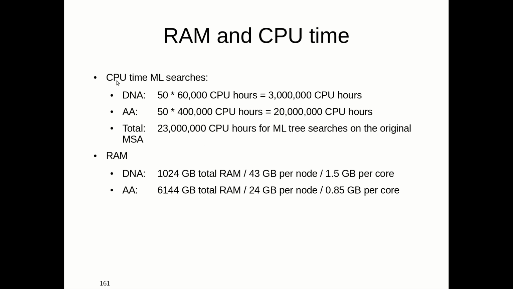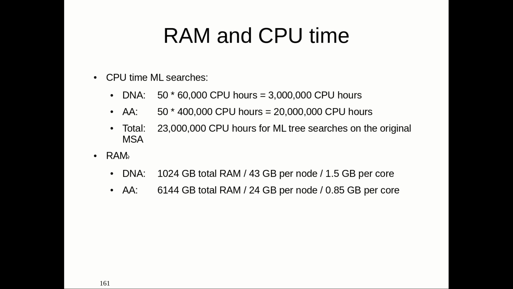And here's an example. We predicted that we would do 50 maximum likelihood searches on the DNA data, for which the runtime on the simulated data set was 60,000 hours. So in total, this makes 3 million CPU hours. For the protein alignment, just because protein data has 20 states and not 4, the time for conducting a single maximum likelihood search was 400,000 CPU hours. Multiplied by 50, so this was just an estimate, this makes 20 million CPU hours. So in total we have 23 million CPU hours for conducting maximum likelihood tree searches on the original MSA.